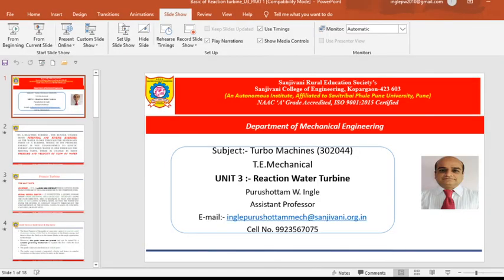So this completes the basic reaction water turbines, that is Francis, Kaplan and propeller turbine.